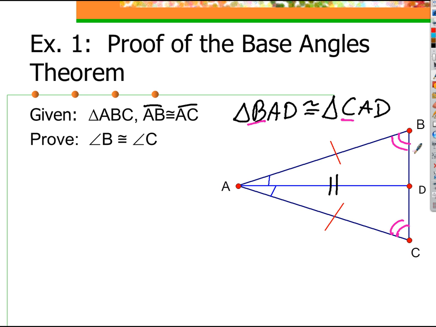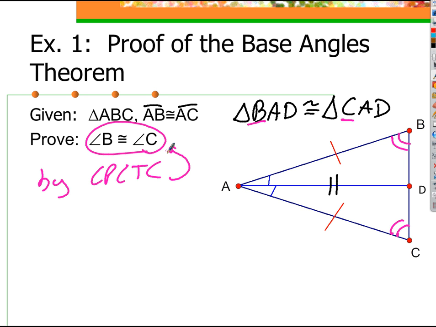Now, what's my reason for that? If I've shown that the triangles are congruent, what's the reason that justifies saying, okay, well then angle B and angle C are congruent? That's it, CPCTC, right? Corresponding parts of congruent triangles are congruent, right? So by CPCTC, that's true. Okay, that's kind of a slick proof, isn't it?